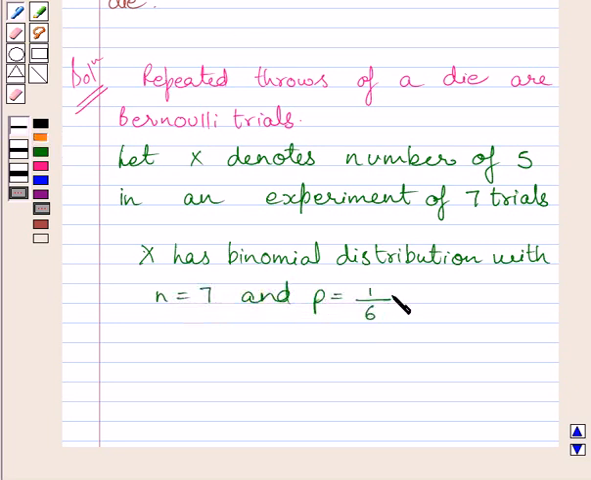We know probability of getting 5 in a single throw of a die is equal to 1 upon 6. We know total outcomes favorable to 5 is equal to 1 and total number of possible outcomes is equal to 6. So probability of getting 5 in a single throw of dice is 1 upon 6. And also probability of failures, that is probability of not getting 5 in a single throw of dice, is equal to 1 minus 1 upon 6, which is further equal to 5 upon 6.